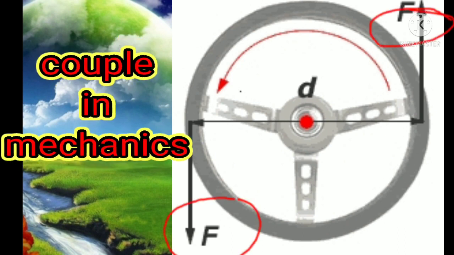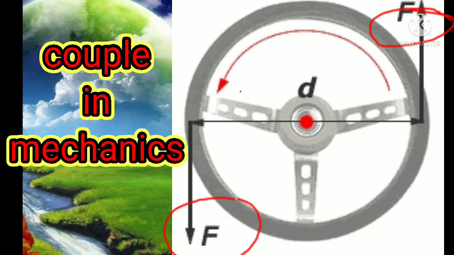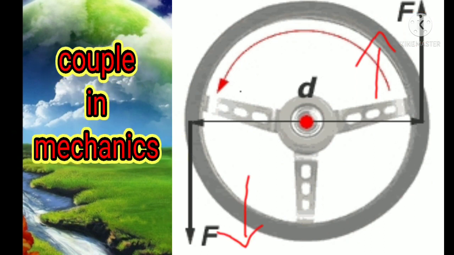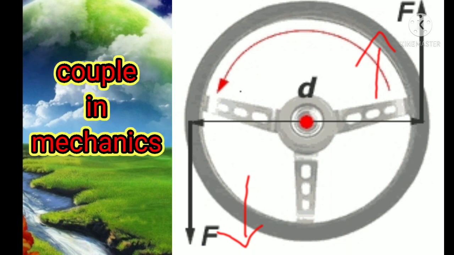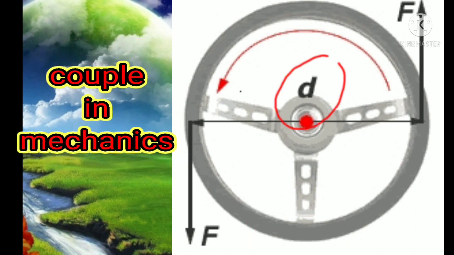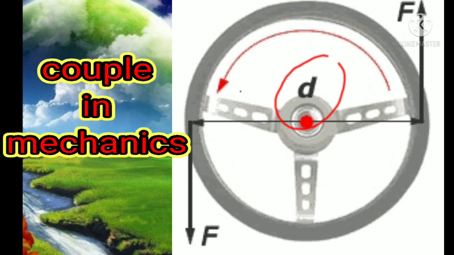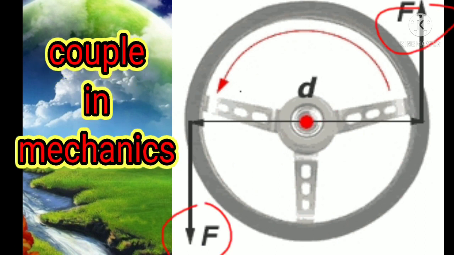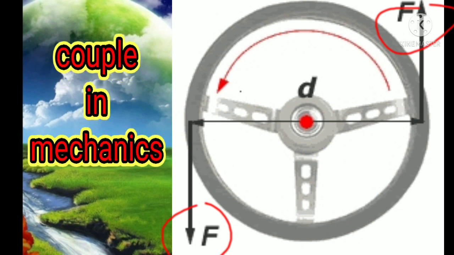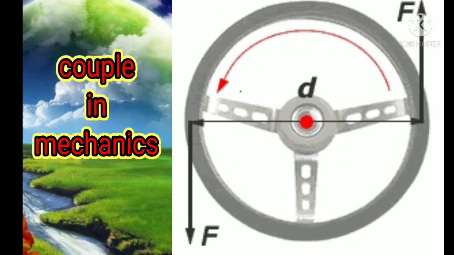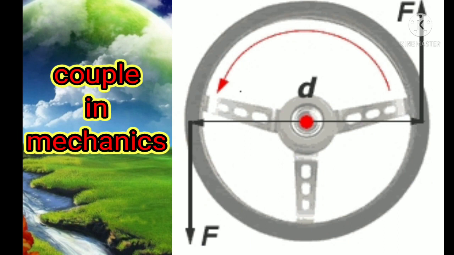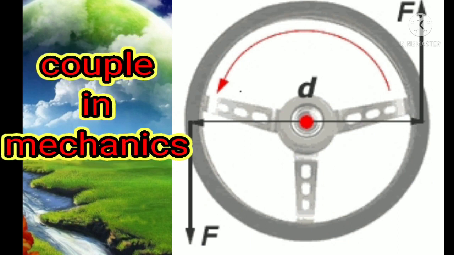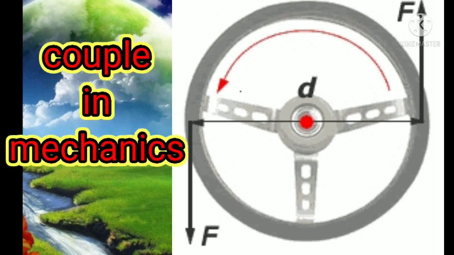Here you can see the two forces acting in opposite directions, and between the two forces the distance is d. These two forces do not coincide with each other. One is acting in the downward direction and another in the upward direction, so the two lines of action never meet each other. So it will constitute a couple in mechanics.